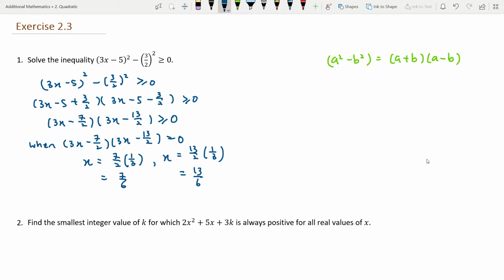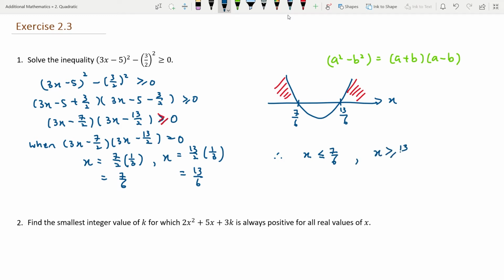Then we sketch the graph. This is our x-axis. We have a positive x², therefore, it is a smiling curve. The x-intercepts are 7/6 and also 13/6. We are looking for the range of values of x that is greater or equal to 0. It will be the area above the x-axis. Therefore, the range of values of x that satisfy the inequality is x ≤ 7/6, x ≥ 13/6.